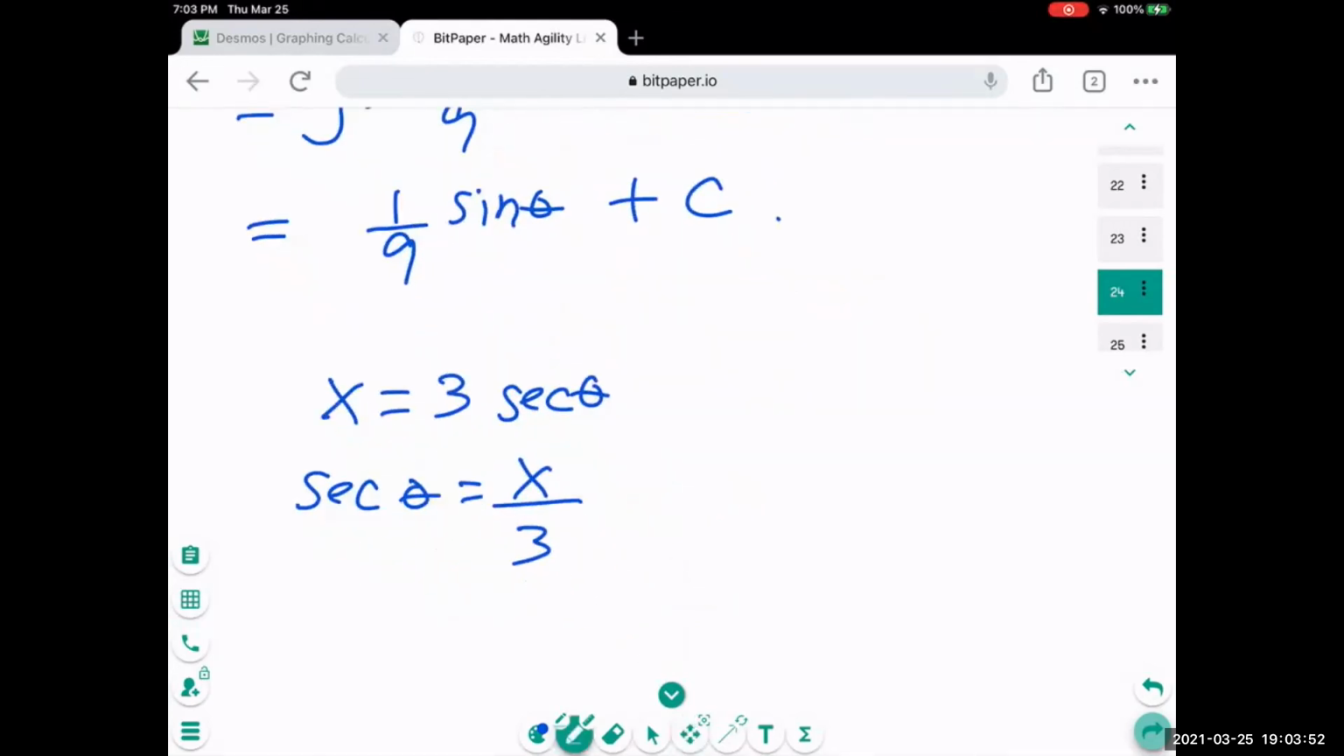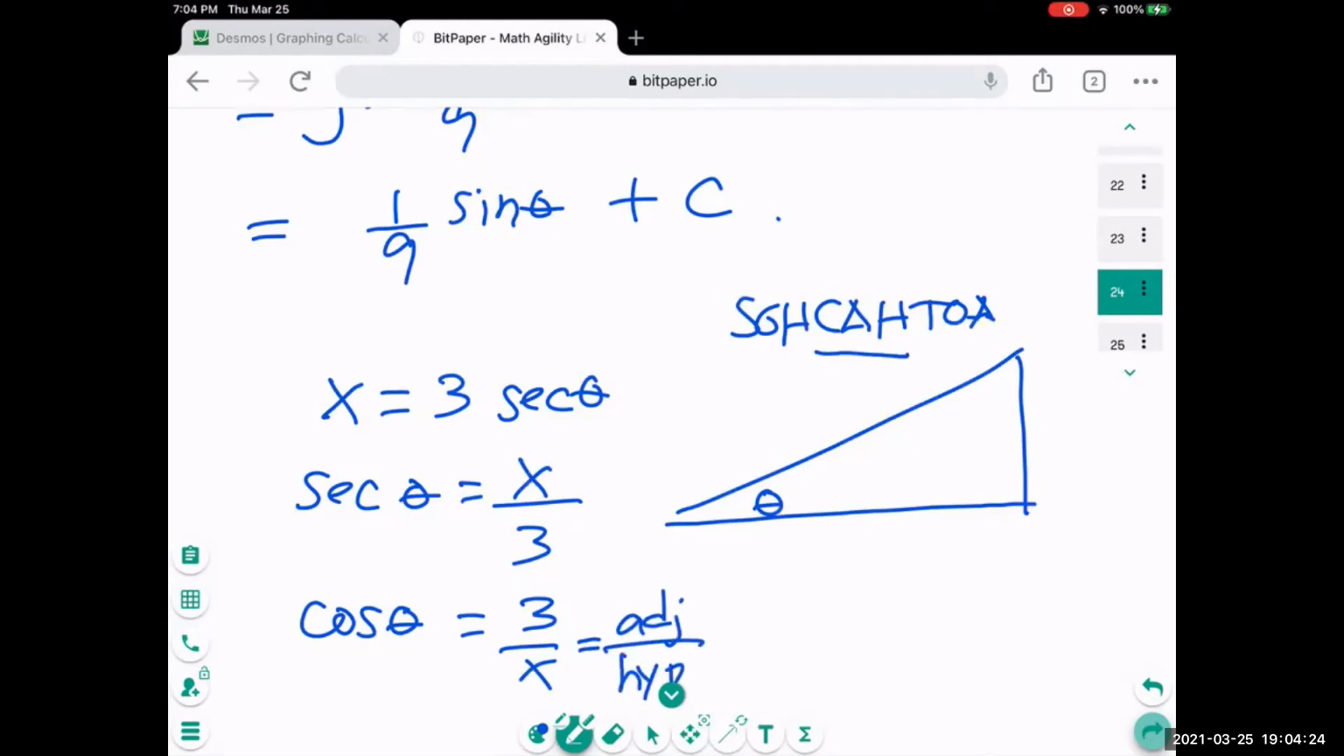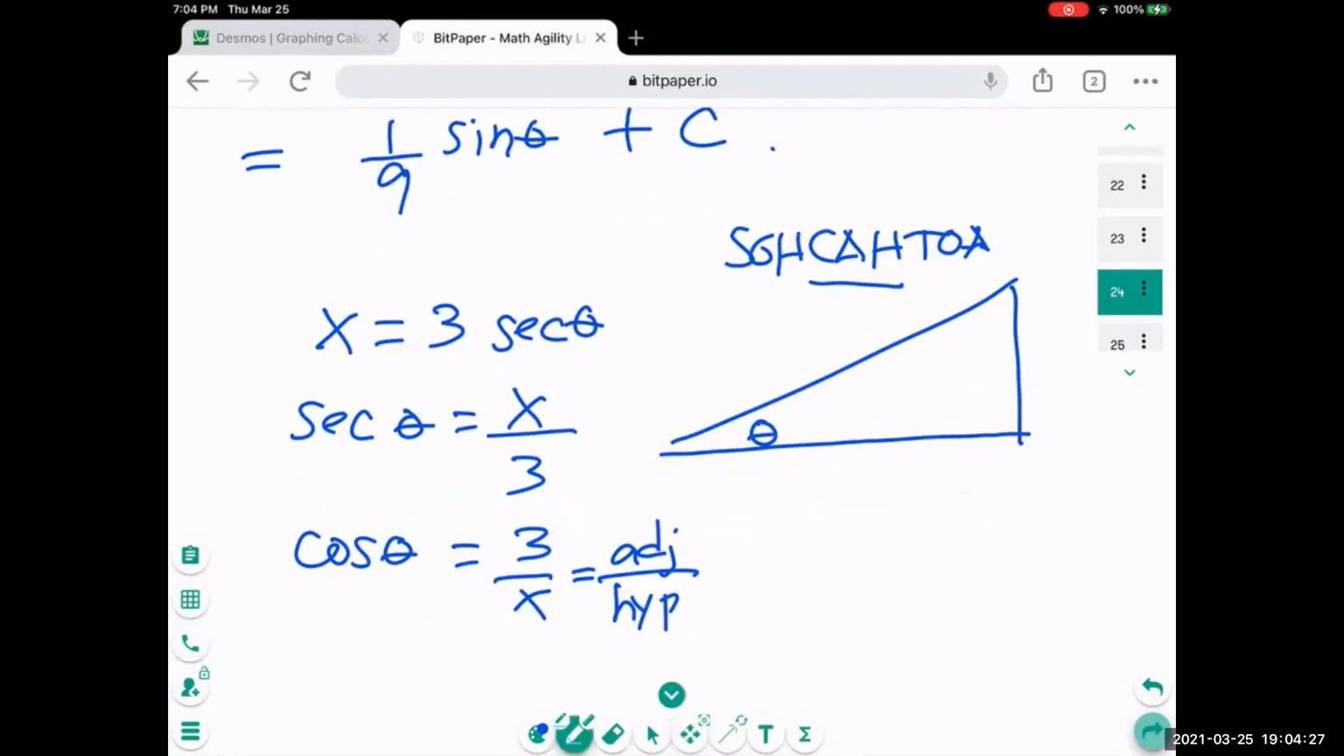So, let's draw again yung ating right triangle. So, this is theta. And secant theta is actually the inverse of cosine theta. So, cosine theta is 3 over x, right? The inversion ng secant theta. So, again, our SOHCAHTOA. This is important, right? So, cosine meaning adjacent over hypotenuse. So, sa triangle, yung adjacent natin sa theta is 3 at yung hypotenuse natin is x, right?